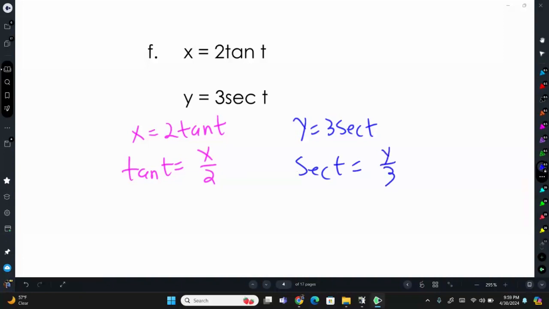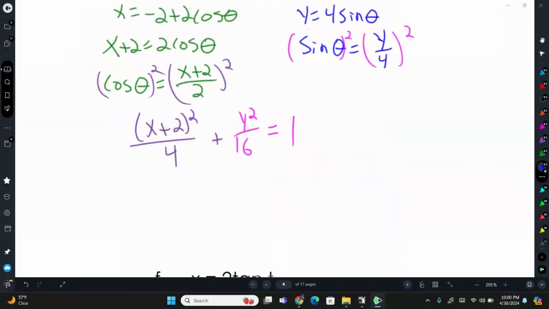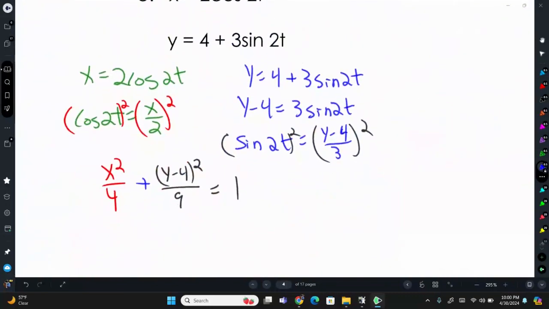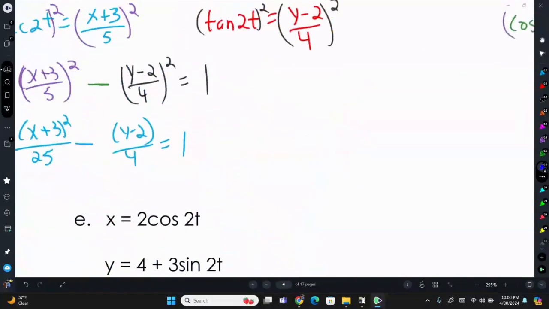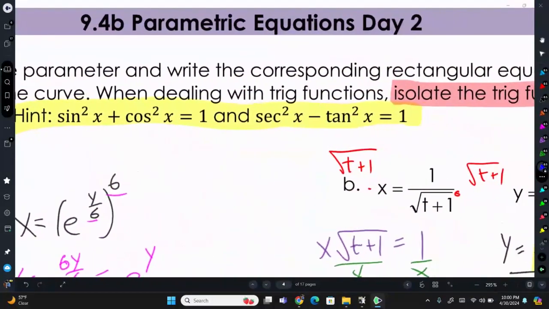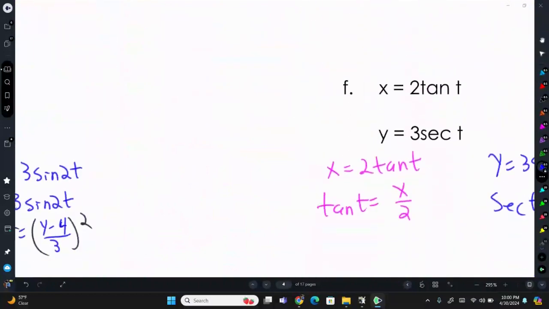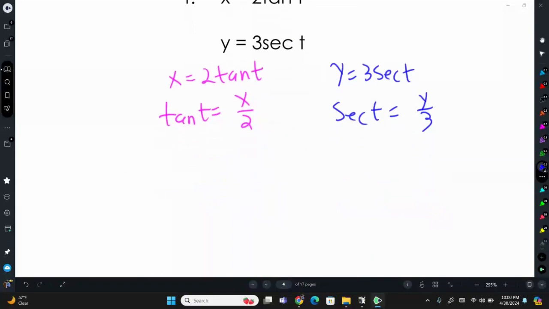Now, with the sine and cosine, because we were adding, it didn't matter what order we went in. Here I put the x first. I put the x first here too. But the order didn't matter because we were adding. But for this, secant squared must go first because it's secant squared minus tangent squared, and order matters in subtraction.